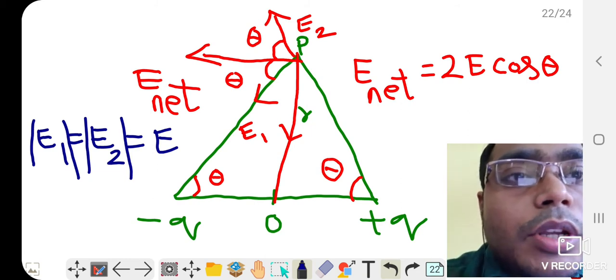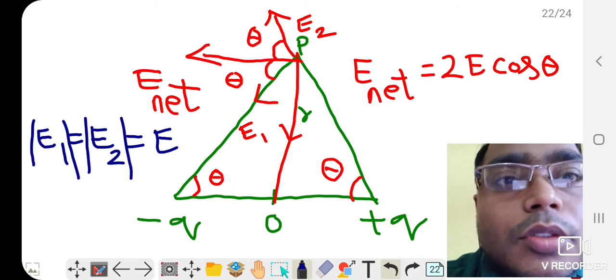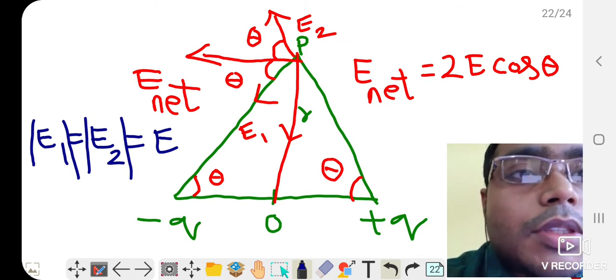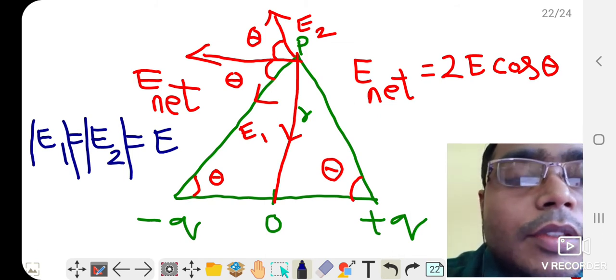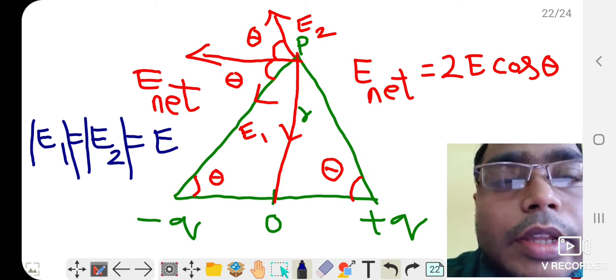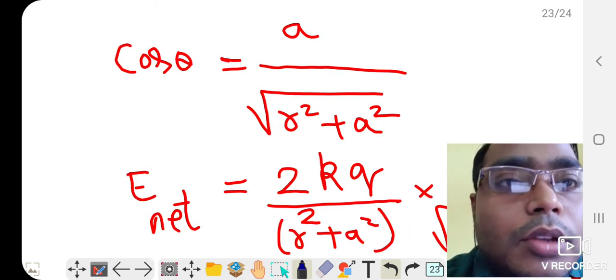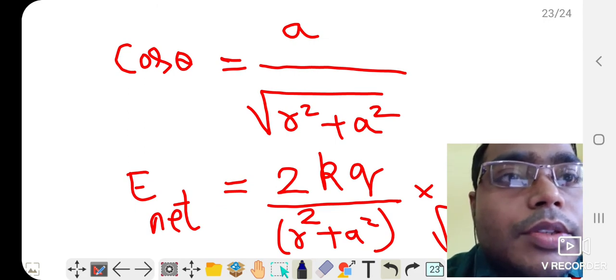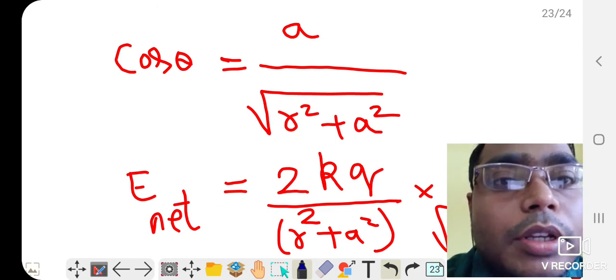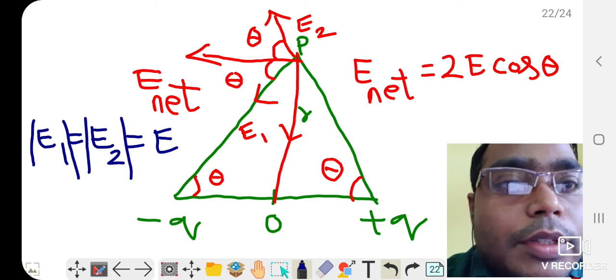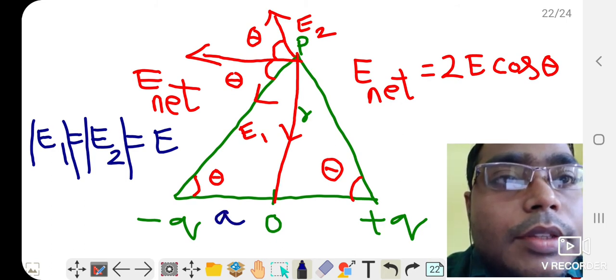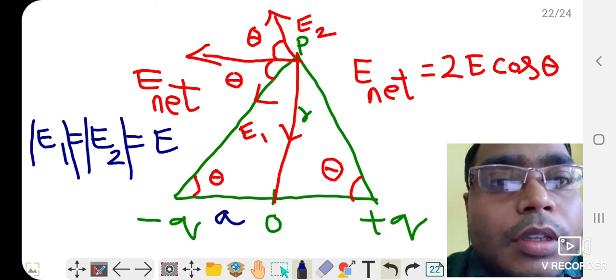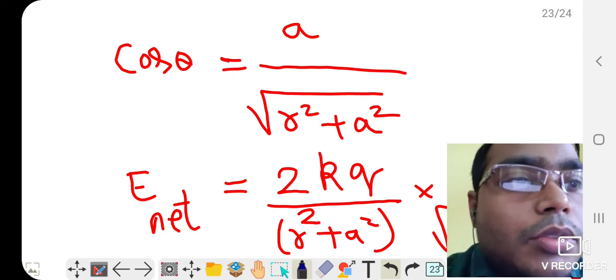And what about the vertical component? As you can see in the picture, the vertical component will get cancelled out because they are opposite in direction. So we only get the net electric field from the horizontal component. Now we have to calculate cos theta. Cos theta is given by base by hypotenuse. This is the base, and this part is the hypotenuse. So from here you can find out the electric field.